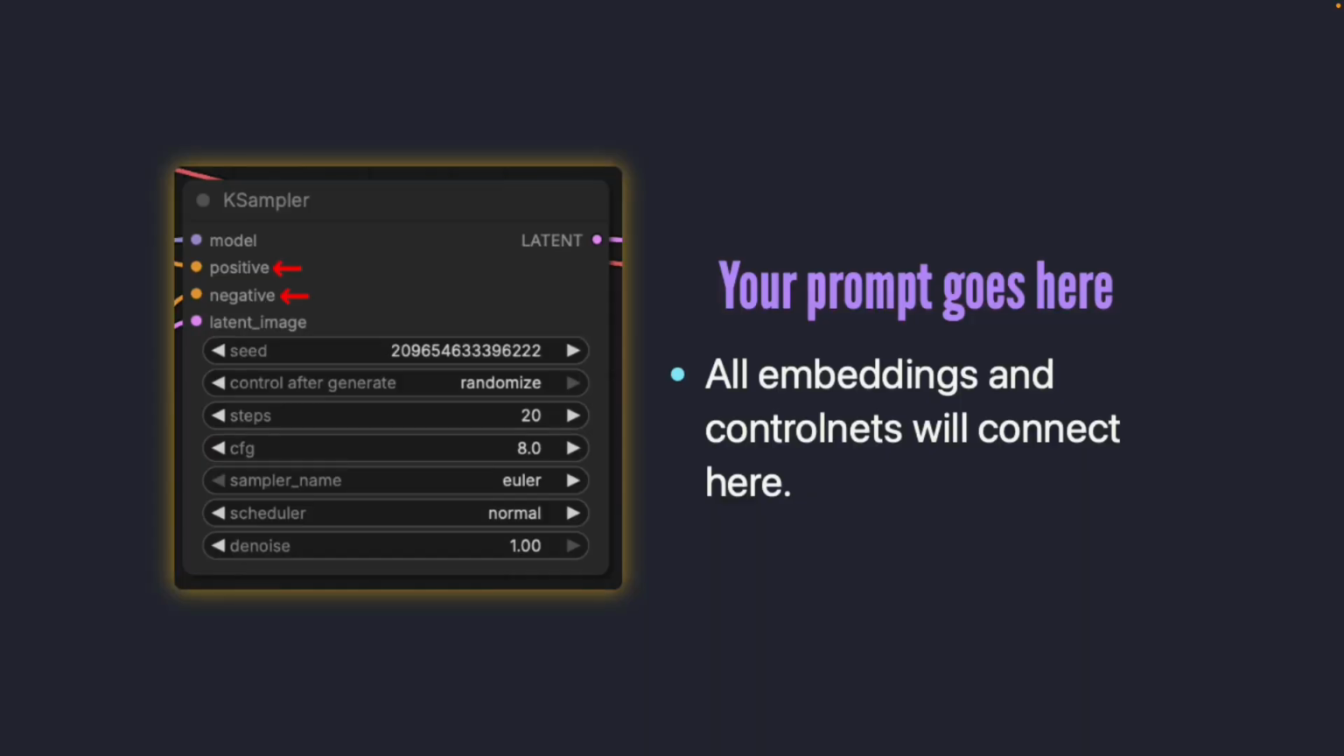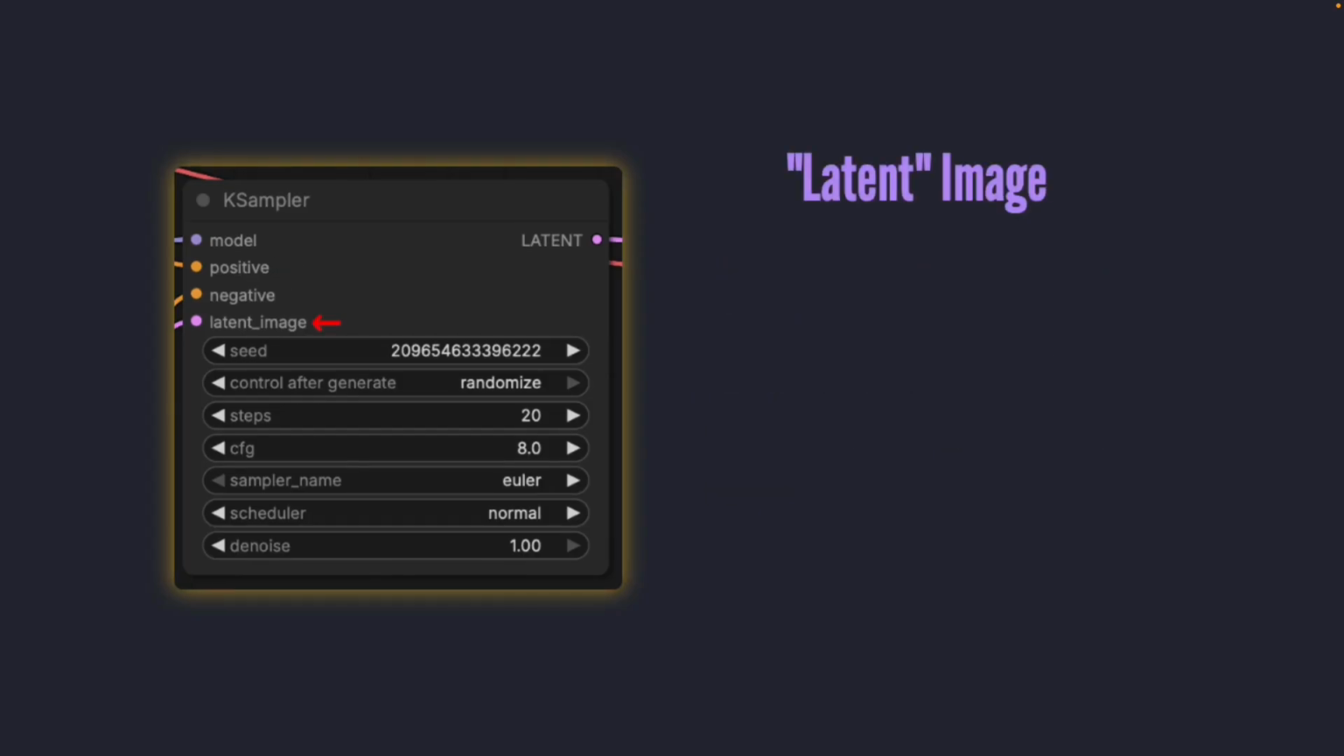And then we have positive and negative. And this is where we're going to connect our prompt, but also any embeddings or control nets are also going to connect here. So I really hope in our next video we can go over control nets. That'll be a lot of fun, allowing us to control poses, and this is where we will be connecting them. So that'll be fun.